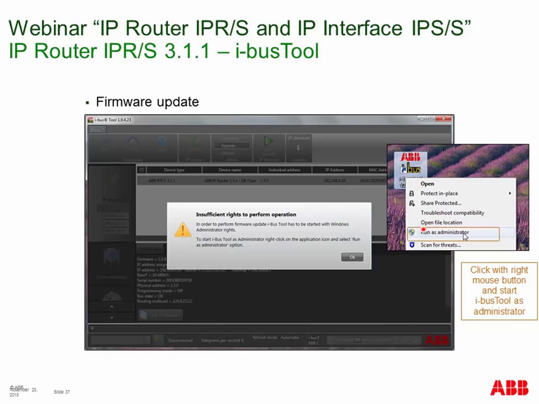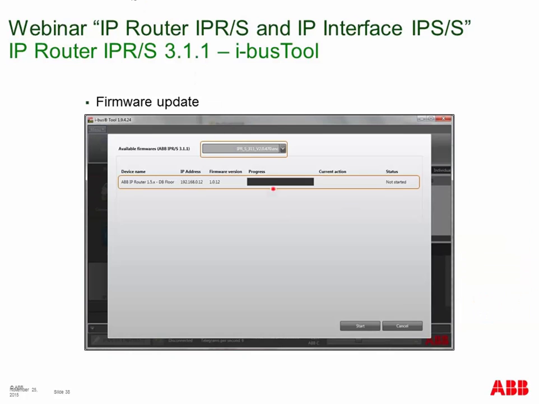If you have no administration rights on your PC, then this window will come up, informing you that you do not have the rights to start this update. What do you have to do? You have to start your IBAS tool again, but not directly by double-clicking with the left mouse button, but with the right mouse button, and then you have the option Run as administrator. Do this, and then you can also start this firmware update. So this could happen as well.